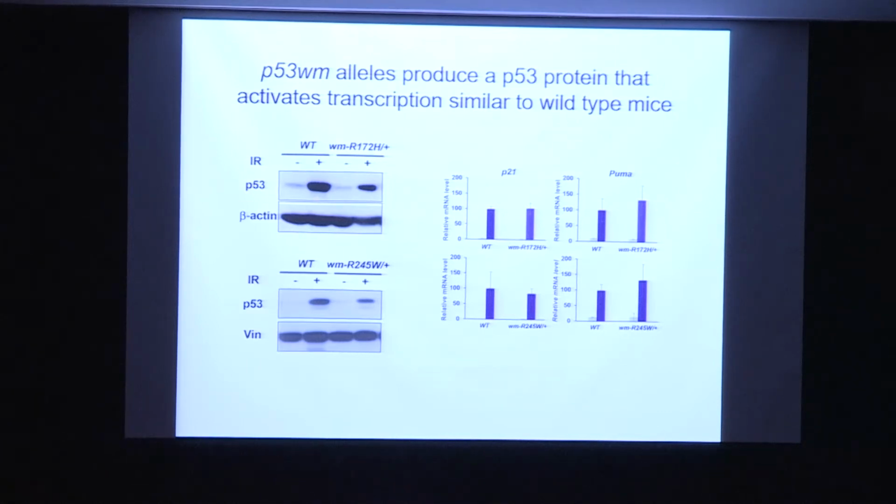So what you can see here is that in these R172W cells with the 172 mutation, p53 is stabilized. The 245, it's also stabilized, although not as well. But here we looked at two p53 targets, p21 and PUMA, and in comparison to wild type, to our allele, there's no difference. Okay, so the allele looks like a wild type p53 as far as transcription.